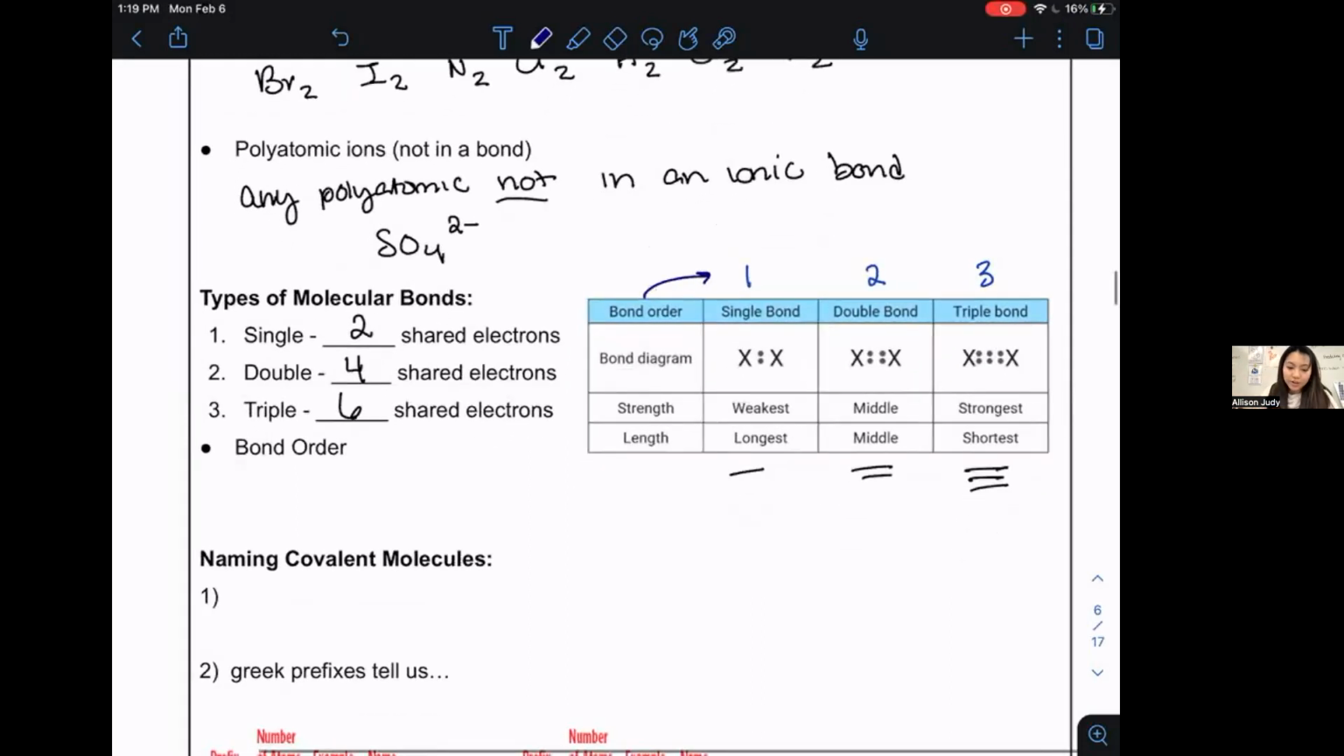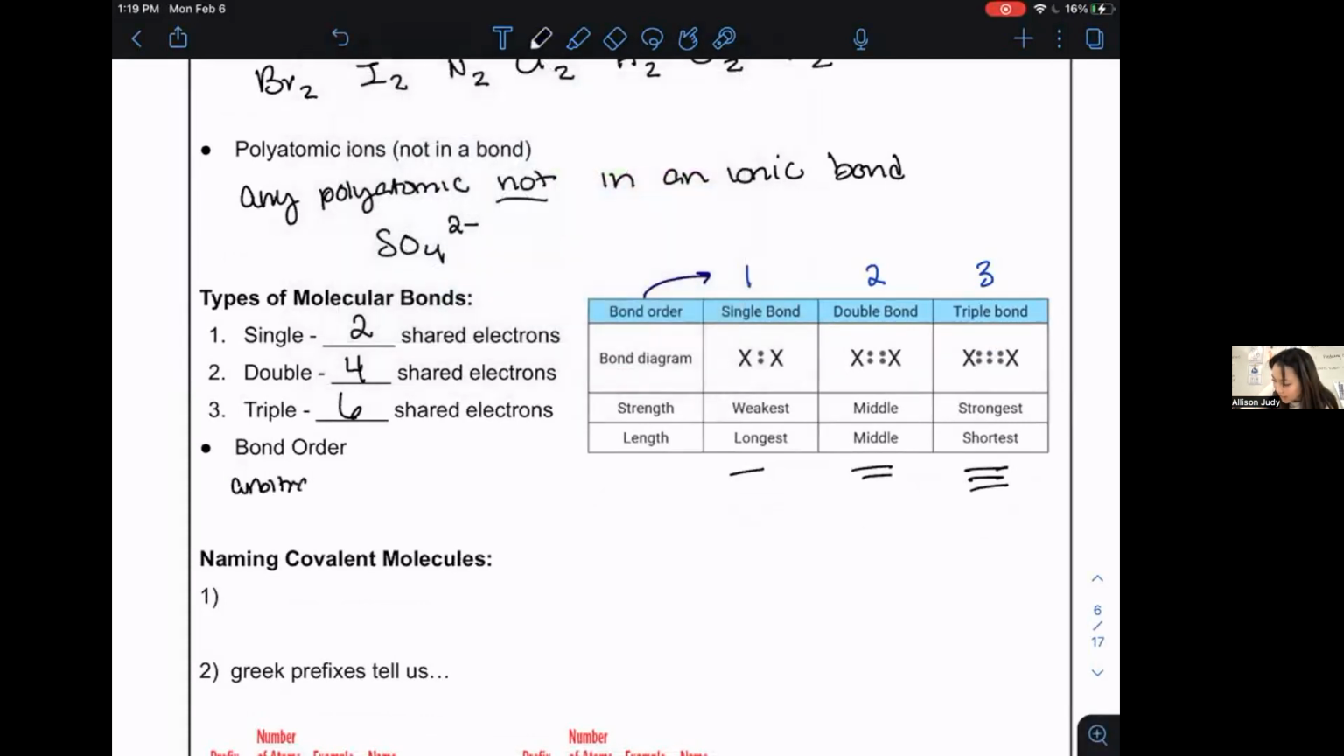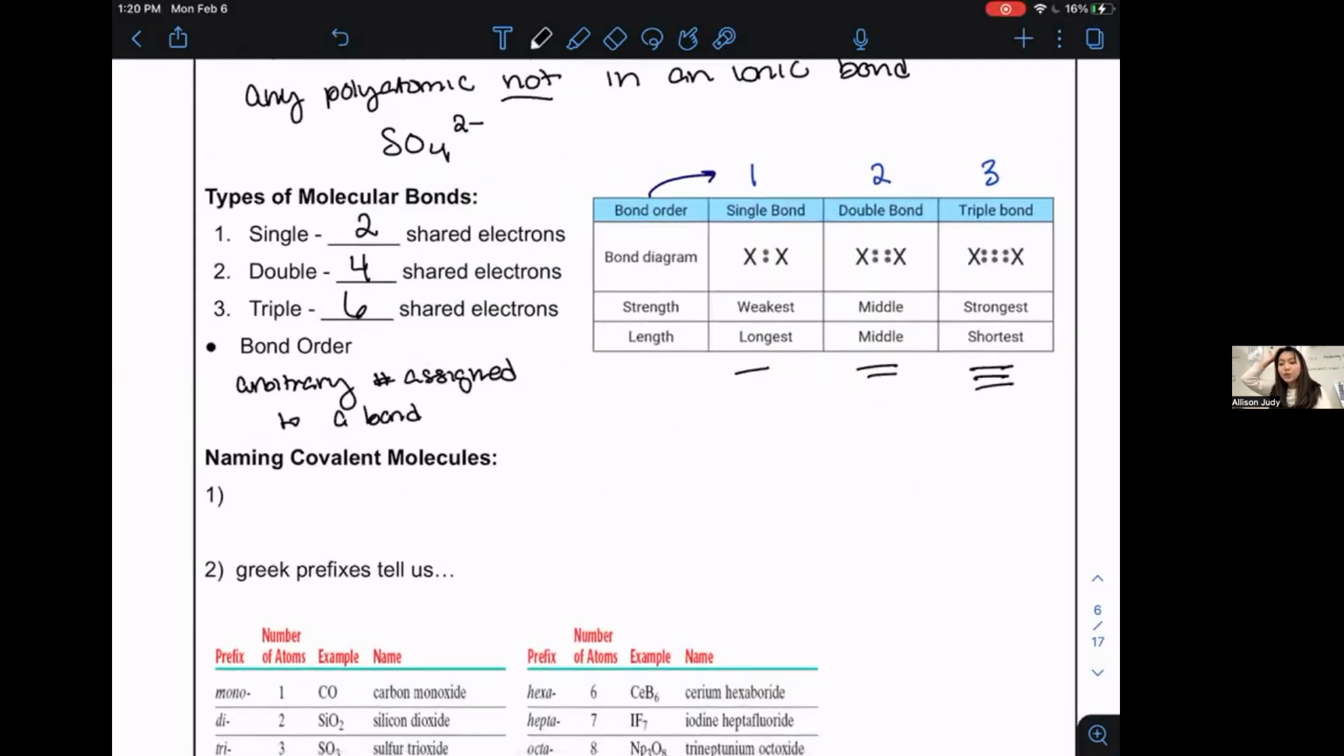Okay, so bond order. It's just an arbitrary number assigned to a bond. And it just helps us identify what we're working with, because you're going to learn about resonance structure tomorrow in the next lesson. And resonance structure changes what that bond order means. Suddenly that bond order means something. Right now, it kind of doesn't mean that much to you. It will.